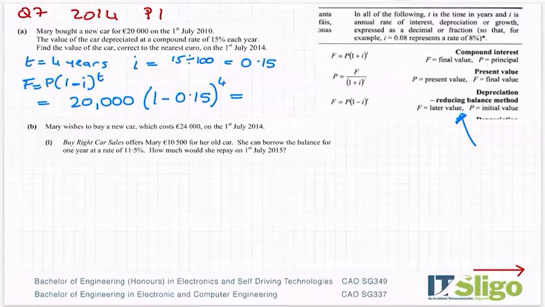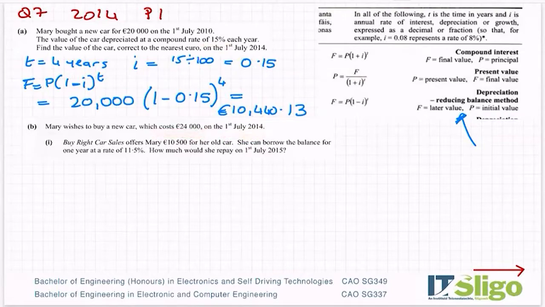So in fact, this time I got 10,440.125, and because it's money, I need to round that to 2 places of decimal, so it'll be 0.13. Okay, so that's the value of the car after 4 years. So you can see, even though it's only losing 15% of its value every year, it's practically halved in value after 4 years. Okay, Mary wishes to buy a new car which costs 24,000 on the 1st of July 2014.